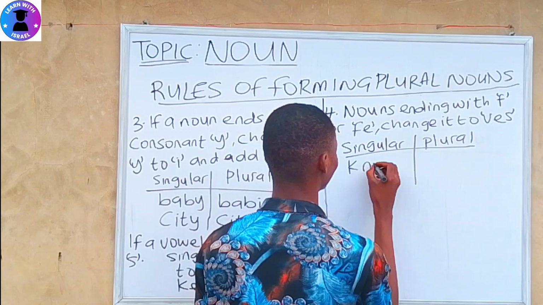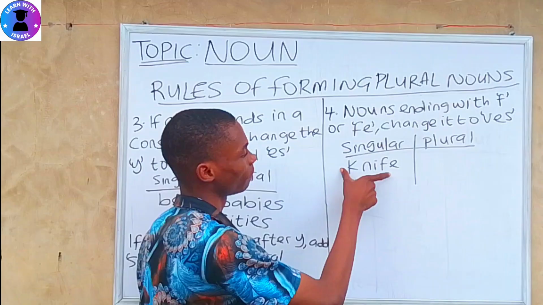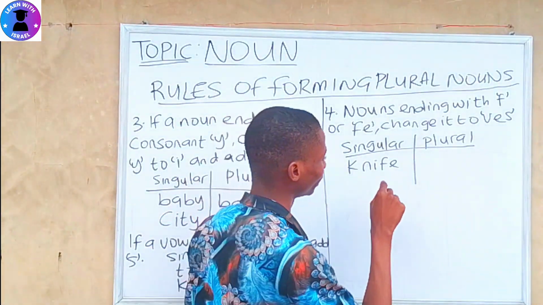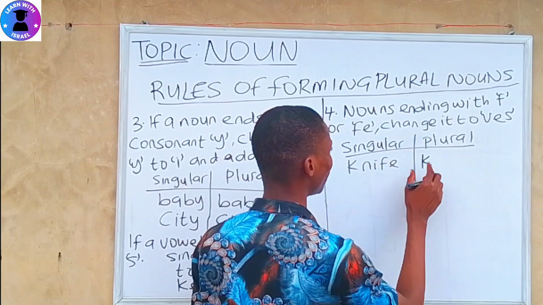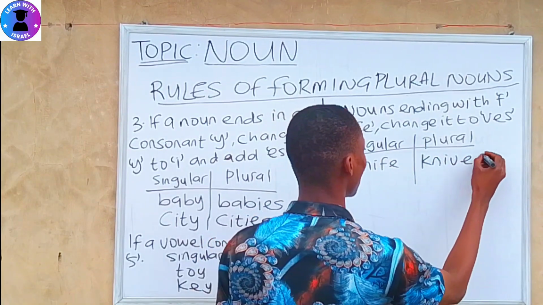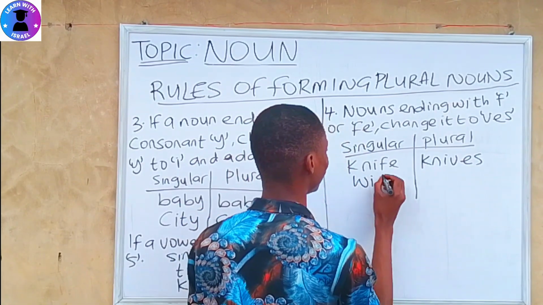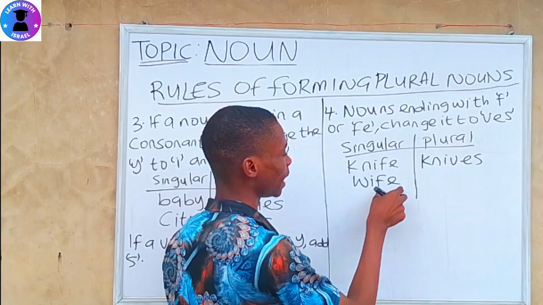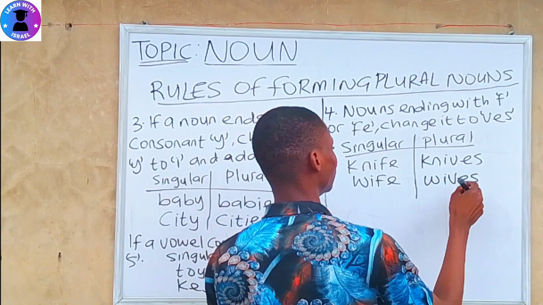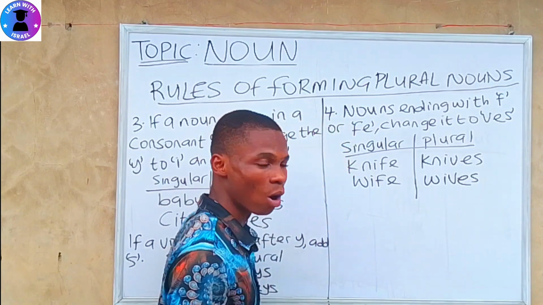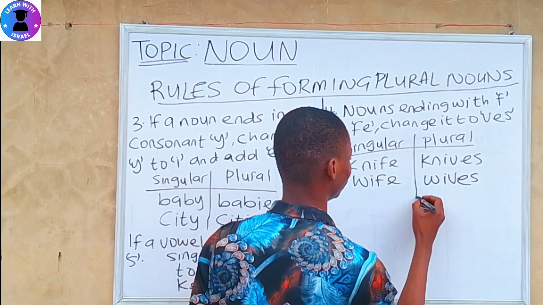We have knife. So what are we going to do here? Just drop it in the comment section. Knife, we have to change that fe to ves if we want to pluralize it. So now knives. We also have wife. Since it is ending with fe, we have to change it to ves, which is wives. And this plural makes it two or more wives, but wife includes only one person.